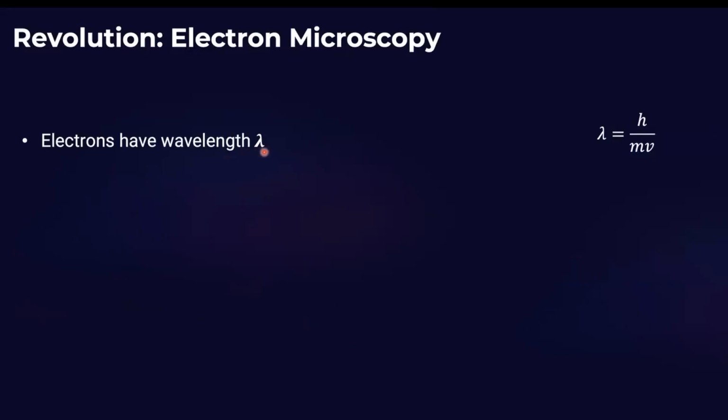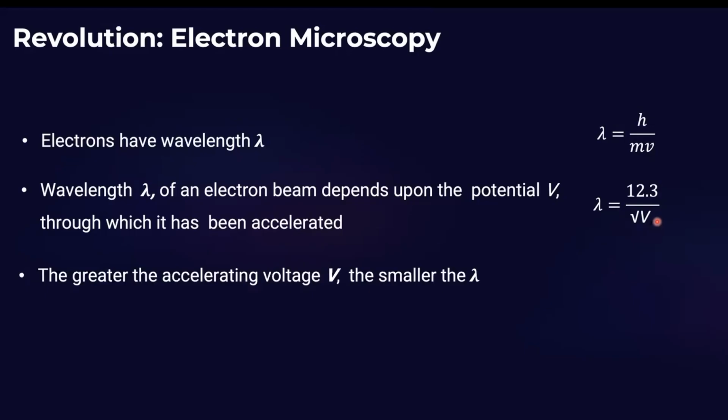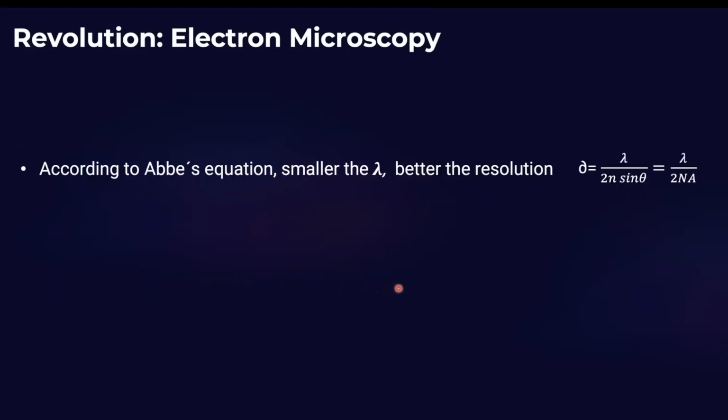Electrons have a particular wavelength, and the wavelength of an electron beam depends upon the potential through which it has been accelerated. So now substituting the applied accelerating voltage into this equation, we can find out what wavelength we can generate using electrons. What it suggests is that the higher the voltage, the smaller the wavelength.